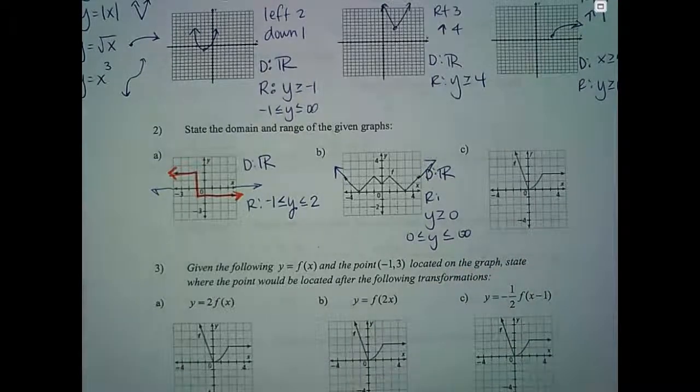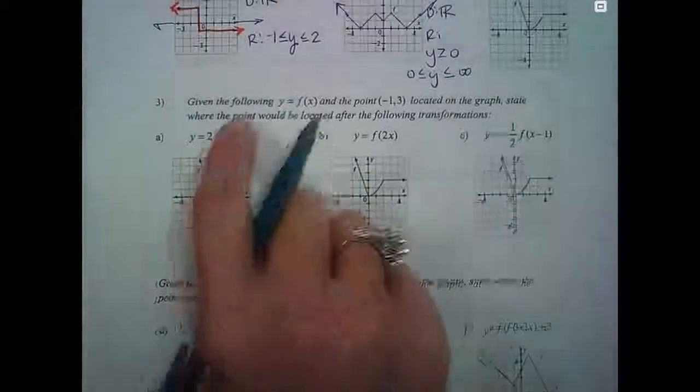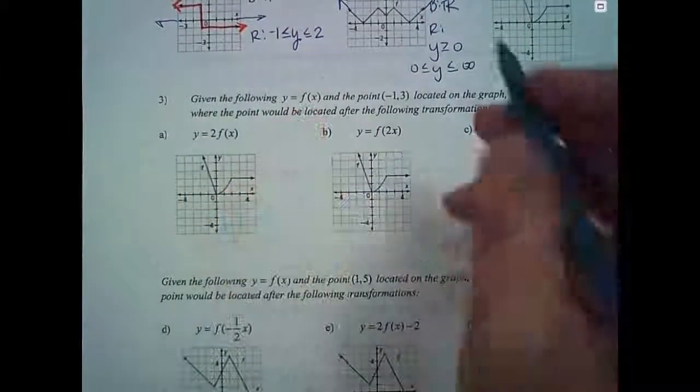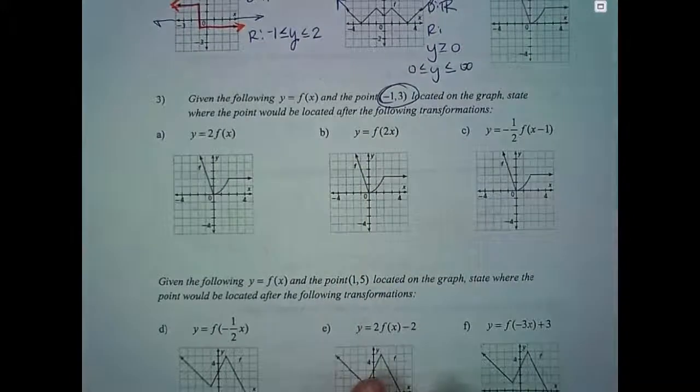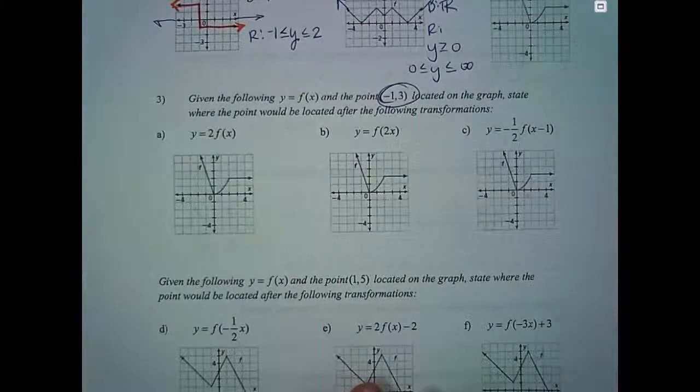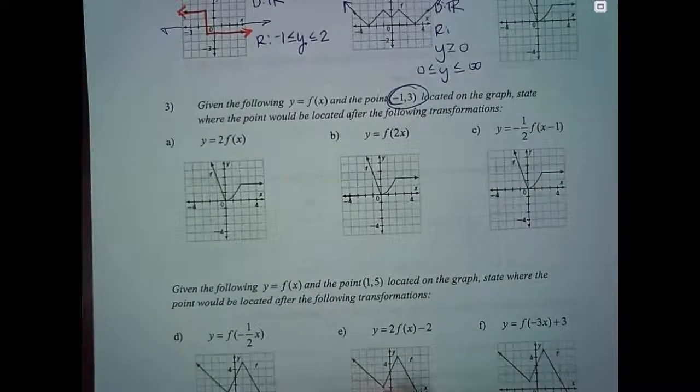From 0 to infinity. Okay, let's move to number 3. Given the following function, and the point -1, 3 to be located on the graph, state where the point would be located after the following transformations. All right, think back to when we transformed sine and cosine. That's the best way for me to explain this to you.